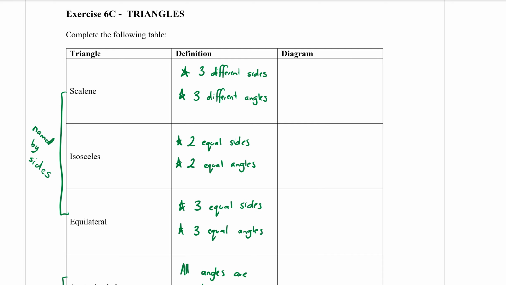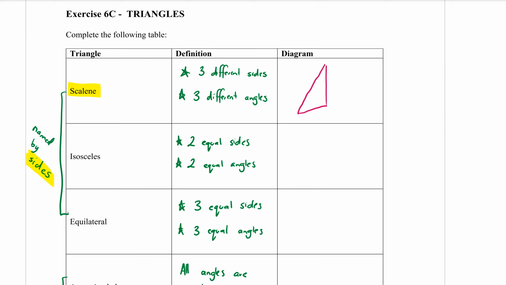So the first three names here are ways of naming your triangles by the sides that you've been given. A scalene triangle has three different sides, which means that it has three different angles as well. So to draw that, I'm going to try and draw three different side lengths. A long one, a short one, and a medium-sized one.